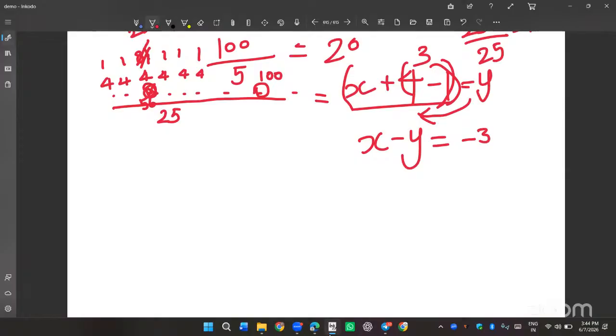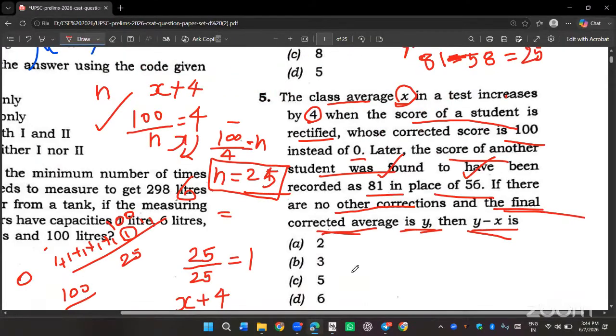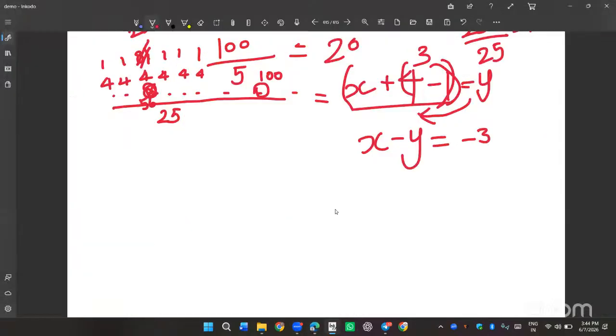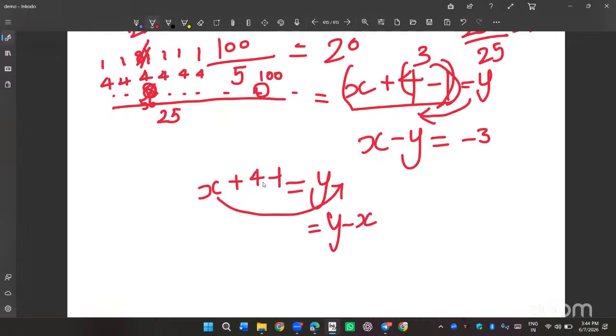In the problem, what have they asked? They have asked Y minus X. Why did they ask Y minus X? Because they wanted to have a positive value. So X plus 4 minus 1 is the new average Y. Y minus X means take X to this side. So Y minus X is equal to 4 minus 1, 3. So Y minus X is equal to 3. This is the answer.